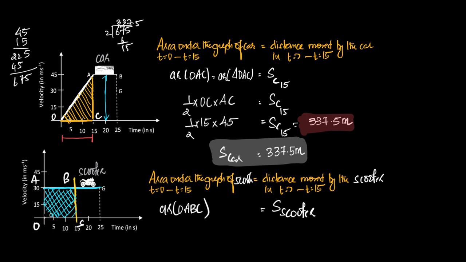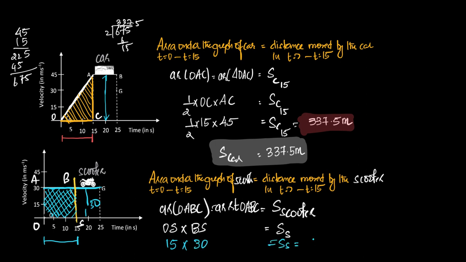Now, if you observe the figure, what is OABC? Geometrically, this is a rectangle. So this becomes the area of rectangle OABC. Now, what is the area of rectangle OABC? It is length into breadth. What is the length? OC is the length. What is the breadth? BC is the breadth. So what is this equal to? The distance moved by the scooter. Now, the measure of OC is 15. The measure of BC is 30. So this can be written as 15 into 30, and therefore the distance moved by the scooter is 450 meters.